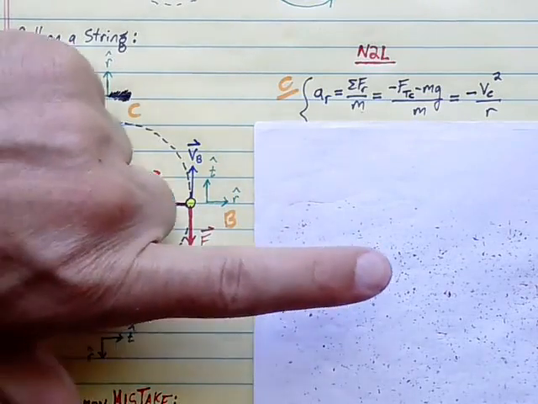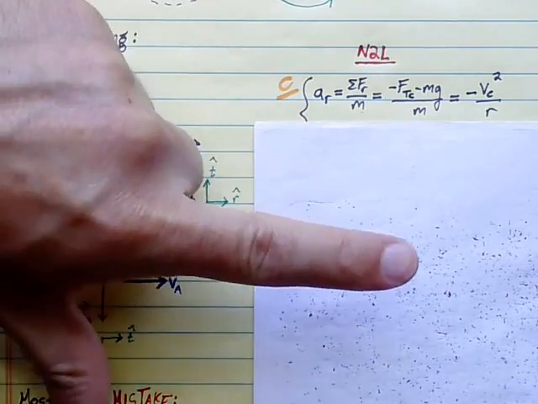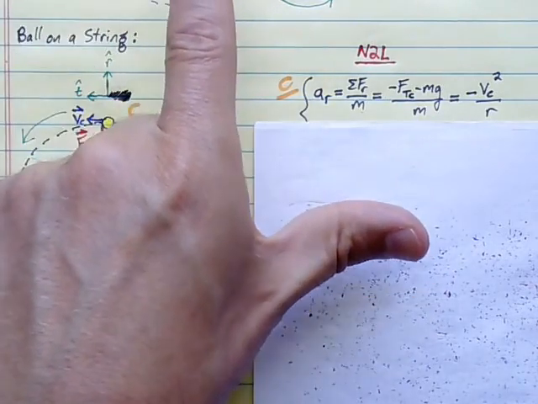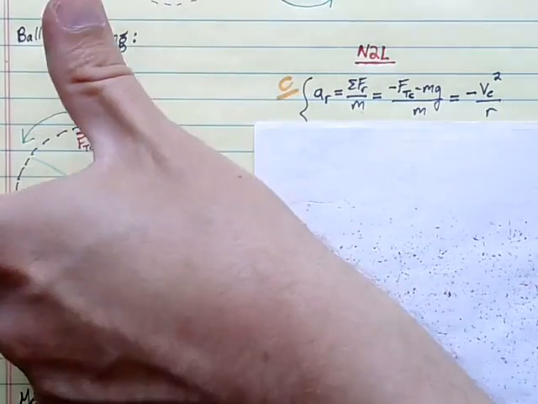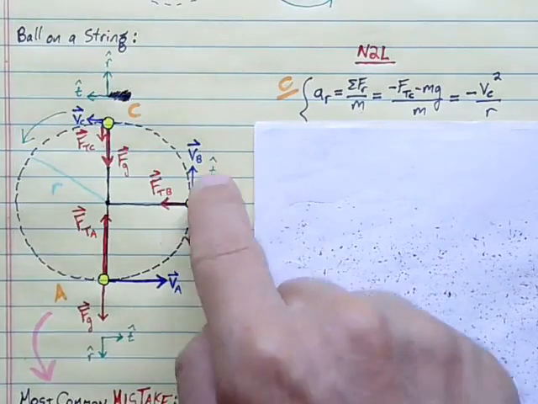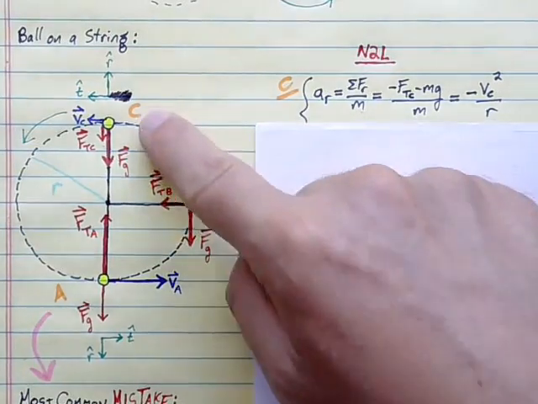So at the bottom, if my thumb is r hat and my index finger is t hat, r hat and t hat at the bottom rotate to point B over here and then rotate again to point C at the top. Okay, so there's our rotating r hat and t hat radial and tangential axes. And now we're ready to set up Newton's second law. I'll do it for point C at the top first.